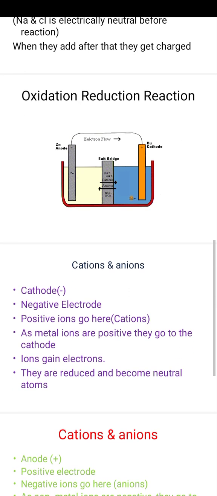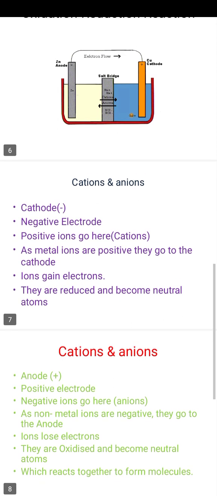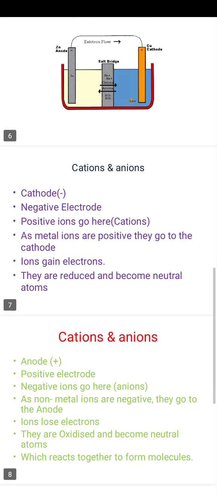Look at this picture. Mainly in oxidation-reduction reactions, the cathode and anode have a major role. The cathode is the negative electrode. Positive ions go here, to the cathode. As the metal ions are positive, they go to the cathode. Ions gain electrons. They are reduced and become neutral atoms.